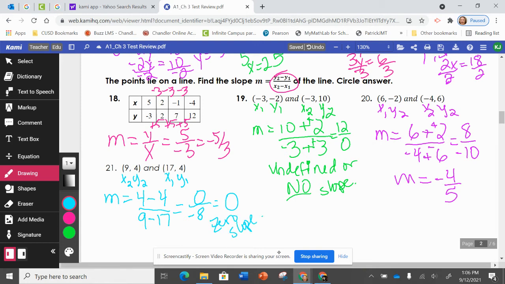And remember, zero slope and no slope are two very different things. And we can see actually right here why that is. This was 12 over 0, and this was 0 over 8. It has to do with where that 0 is.